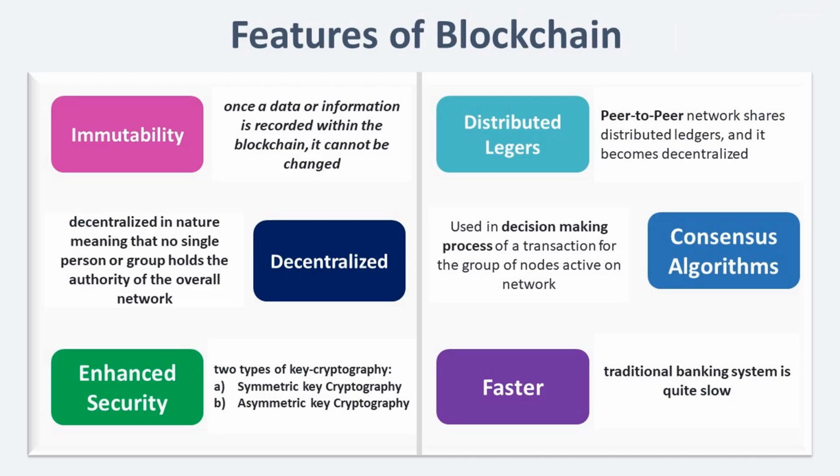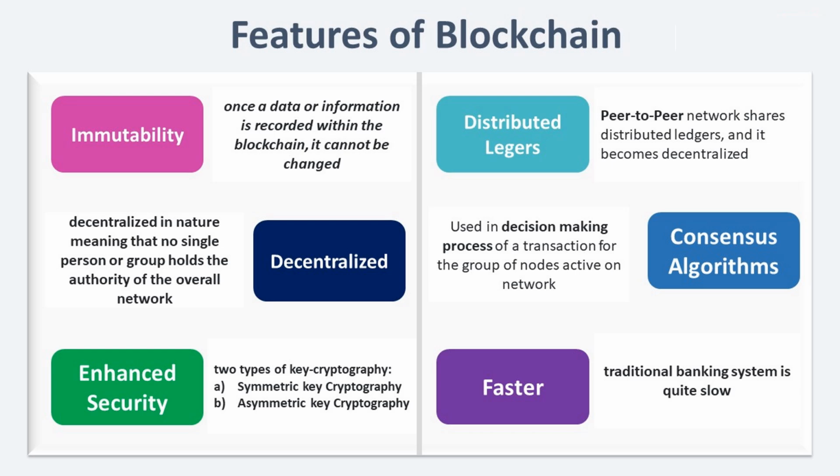Okay, next, here we'll see the features of blockchain. These are some of the features of blockchain: immutability, distributed ledgers, decentralization, consensus algorithm, enhanced security, and it is faster. What is immutability? Once the data is created, we cannot alter it, so no one can change the content. Once the data or information is recorded within the blockchain, it cannot be altered or changed.